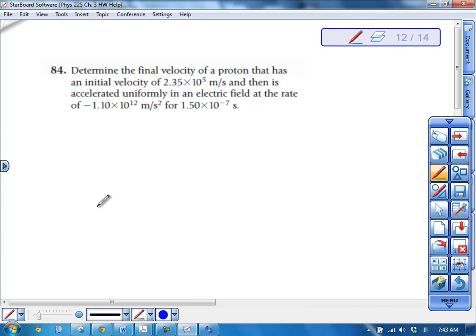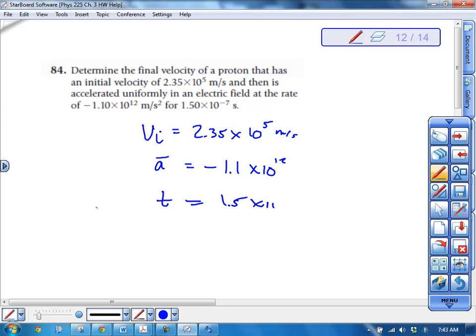All right, the next problem is we have a proton with an initial velocity of 2.35 times 10 to the 5th meters per second. It's accelerated at a constant acceleration of -1.1 times 10 to the 12th, and the time that we have is 1.5 times 10 to the -7. We can use the definition of acceleration. It's change in velocity over change in time. The acceleration is -1.1 times 10 to the 12th. The time is 1.5 times 10 to the -7.